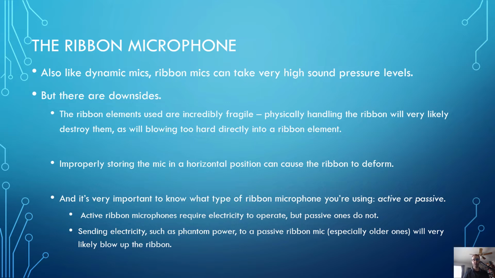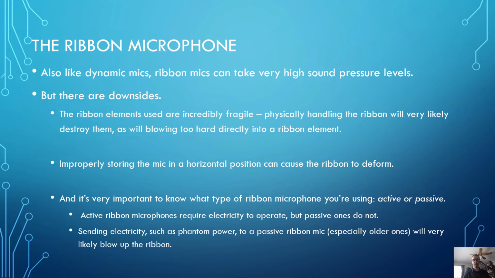However, there are downsides. The ribbon elements themselves are extremely fragile. Even touching them can probably destroy them, as will blowing too hard directly onto a ribbon element. They tend to measure their thickness in microns. So we're talking relatively, in proportion to the diameter of a human hair.